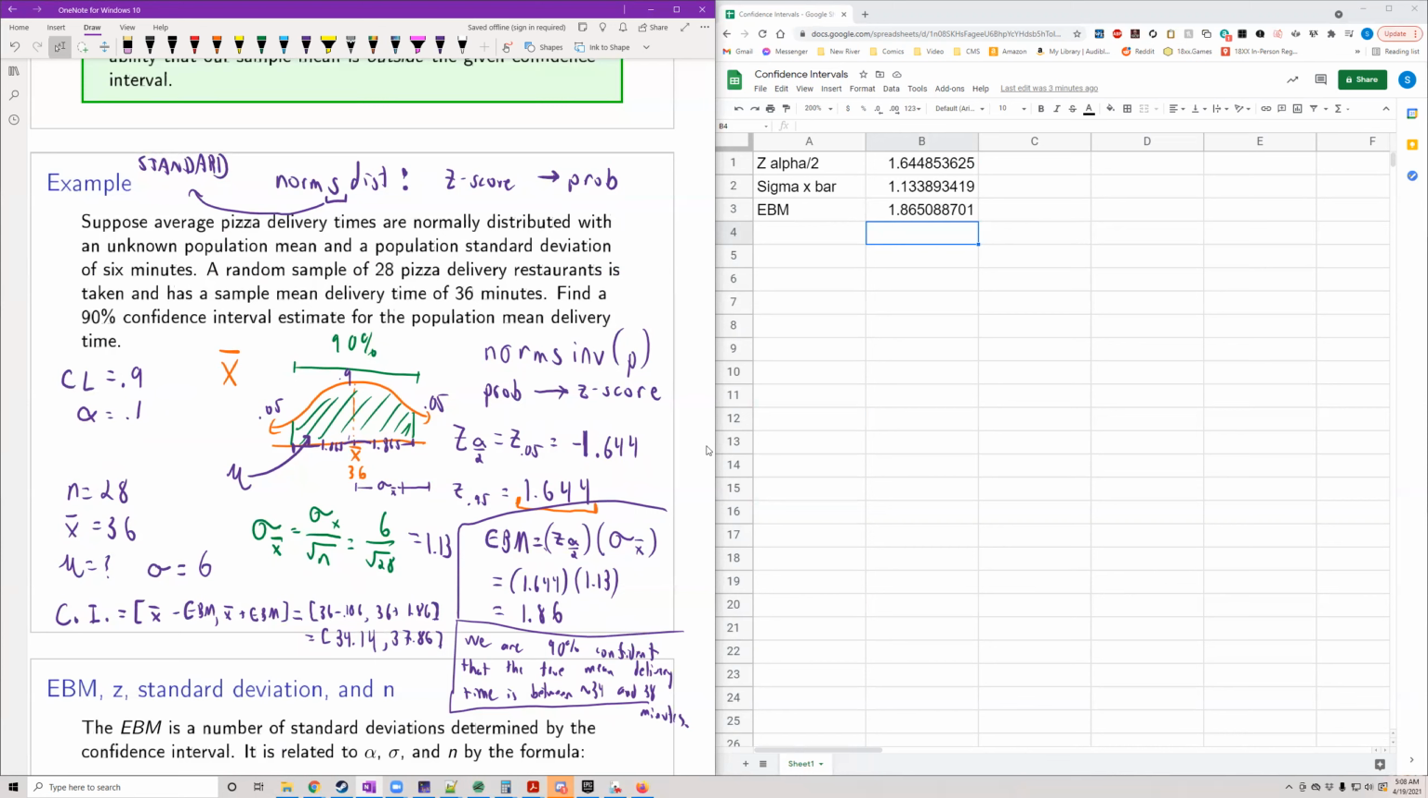Using Google Sheets, we were able to calculate how many standard deviations it would be, and we were able to calculate how large each standard deviation was. We multiply these two together to find the error bound, and then we just simply add and subtract this number from the mean in order to give us our confidence interval.